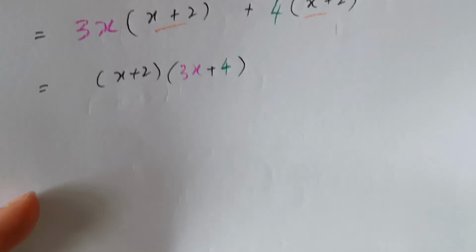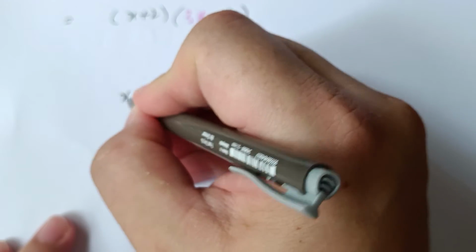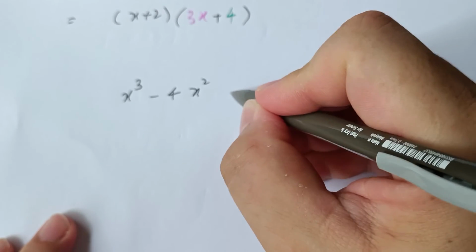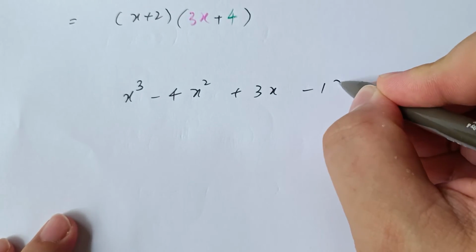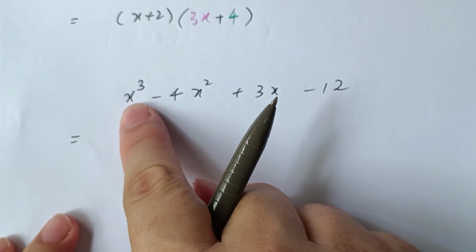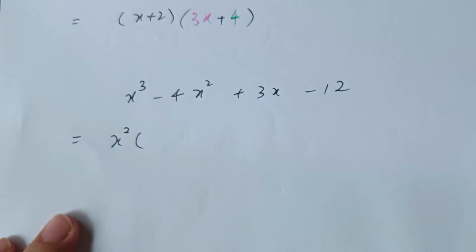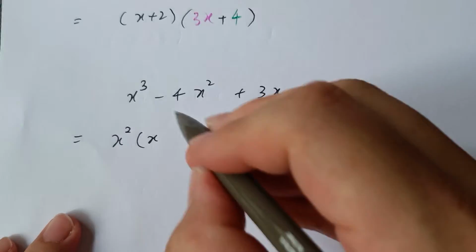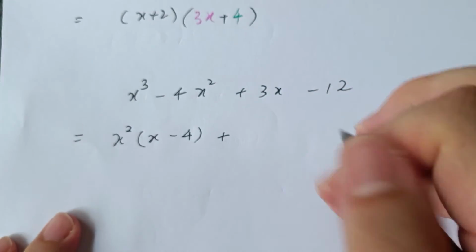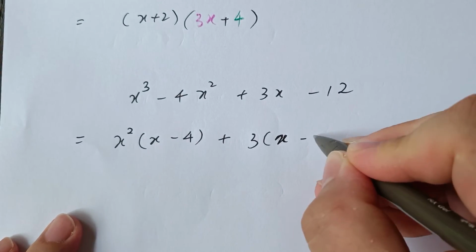Let me give you a further question, which is a harder one. For example, x cubed minus 4x squared plus 3x minus 12. If I want you to factorize this one, we can see that you have x to the power of 2 on both terms, so I can take out x squared. After I take out x squared, I still have remaining x, but this one I only have the 4. On this side, I can take out the 3. What is left is x, and then a 4.